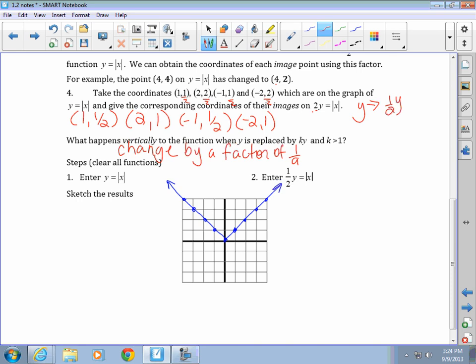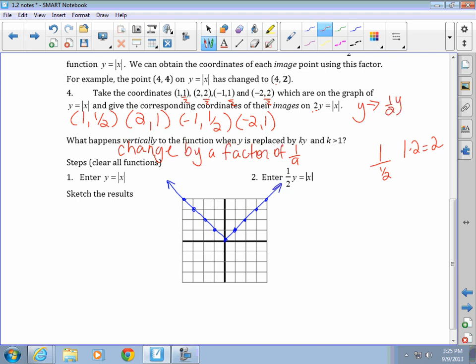In this one, your a value is whatever is being multiplied to the y. So in this one, my a value is a 1/2. And if you go 1 over 1/2, that's the same as saying 1 divided by 1/2. So 1 multiplied by 2, so it's a 2.